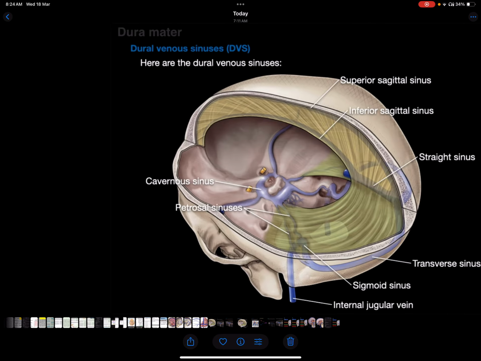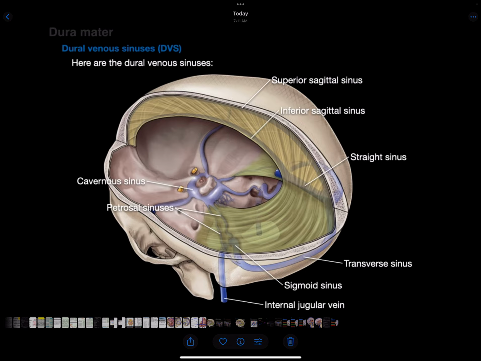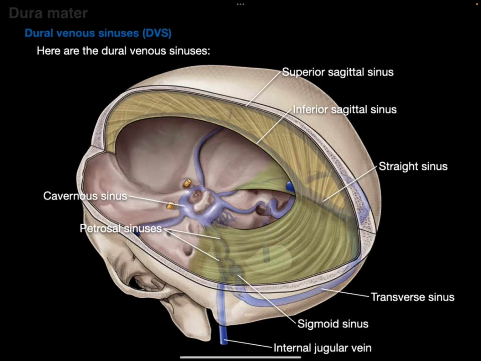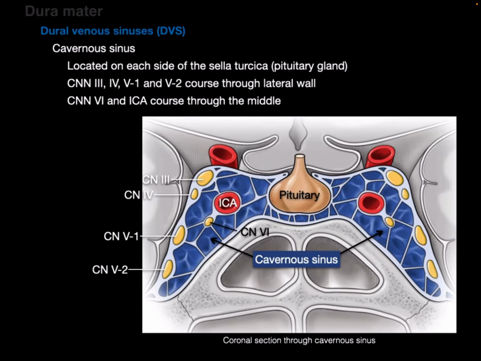This I've already told you. This is again the same thing but labeled: superior, inferior, straight, transverse. Then transverse ultimately turns into sigmoid, then internal jugular, petrosal, and cavernous.